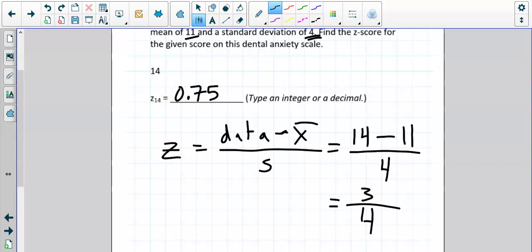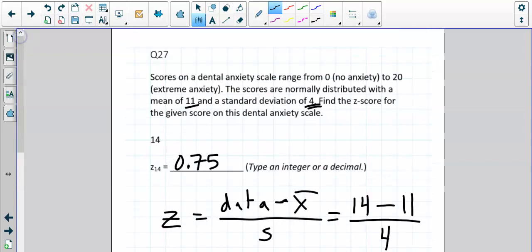There you go. That's how you find a Z-score. Take your data minus the mean. Divide that answer by the standard deviation. And that, ladies and gentlemen, is the Chapter 11 and 12 Exam 3 study guide.